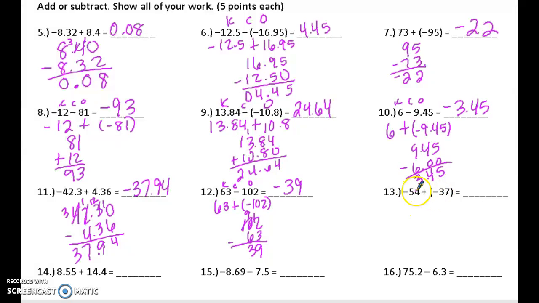For 13, I'm adding, so my signs are the same. That means I'm going to add. 54 plus 37. 7 plus 4 is 11. 5 plus 3 is 8. Plus 1 is 9. Both numbers are negative, so my answer is negative.